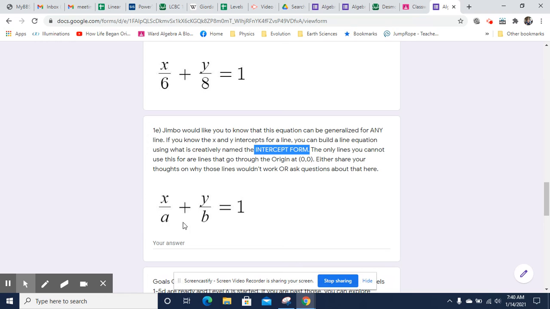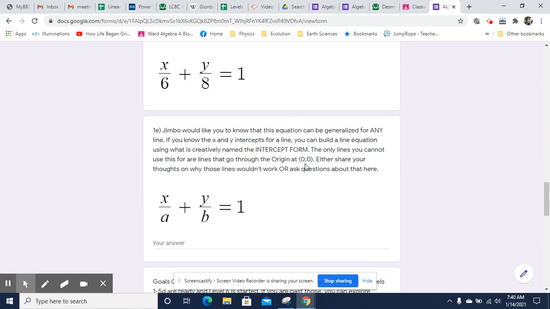You can use this with negative intercepts. You can use this with fraction intercepts. You can use this with all kinds of crazy numbers. If you put in the x-intercept and the y-intercept here, this whole equation will always have a relationship that adds up to 1. Except for this. The only lines you can't use this for are lines that go through the origin at (0, 0). You can either share your thoughts on why those lines wouldn't work or ask questions about that here.